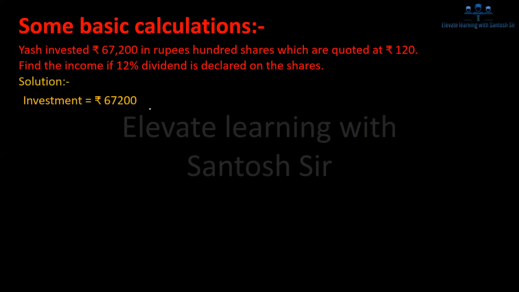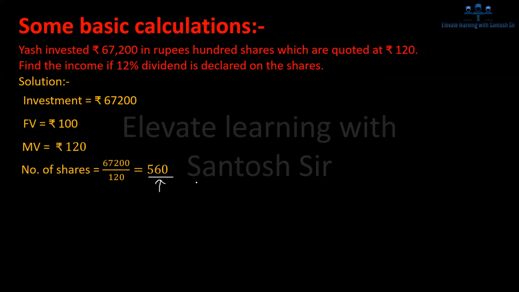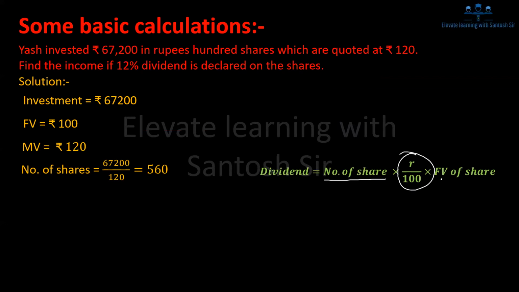Let's write the given information: investment, face value, market value. Number of shares can be given by the total investment upon market value of each share. So we get the number of shares. Why do we need the number of shares? Because if we need to find the dividend, we need number of shares multiplied by rate of dividend multiplied by face value.